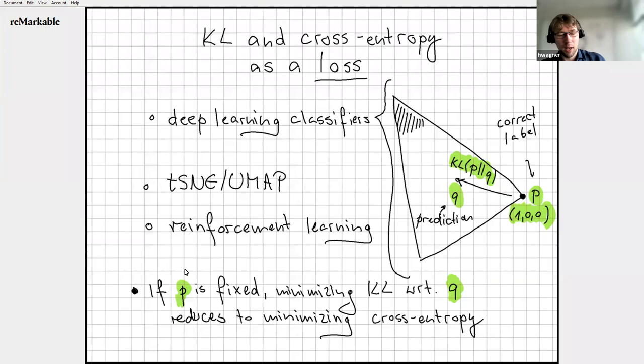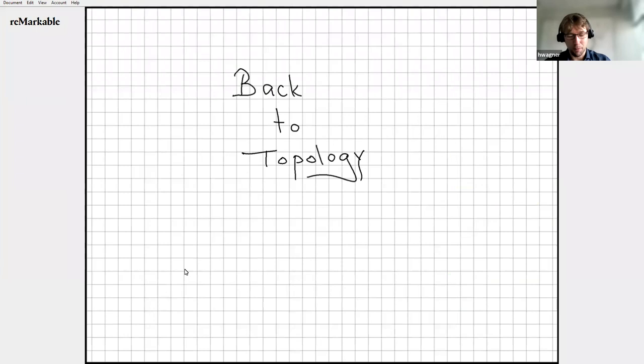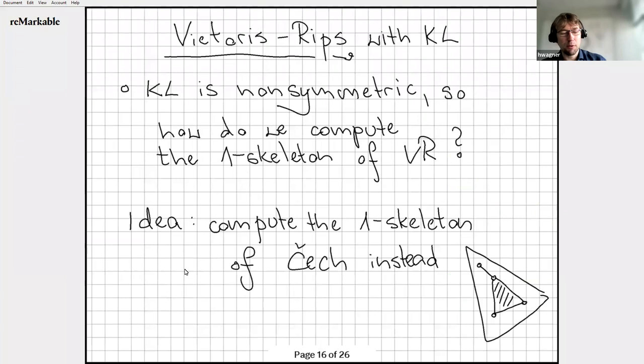Okay, so with this, let's go back to some topological ideas. So let's say we want to use this Kullback-Leibler divergence in conjunction with our Vietoris-Rips construction. And the problem I hinted at is that KL is non-symmetric. So it's not even clear how one would compute the one skeleton of the VR complex. I mean, it's not clear how one would compute the weights of the edges just because of the asymmetry. And of course you could try to symmetrize, maybe take the maximum, but it does not lead to anything which would be interpretable.